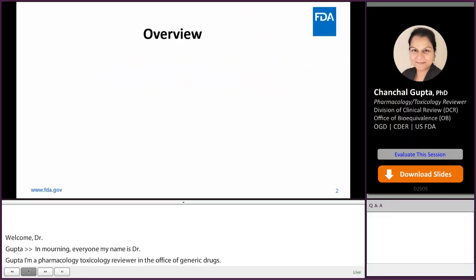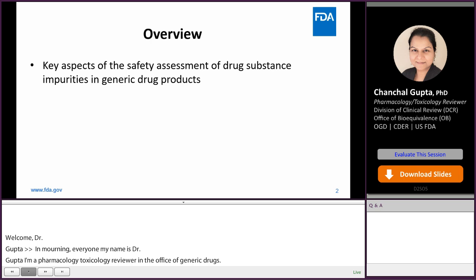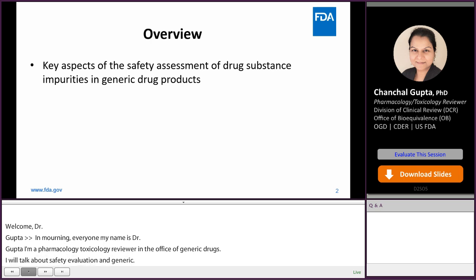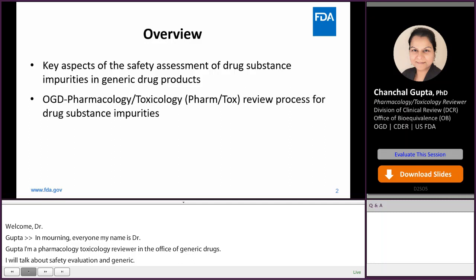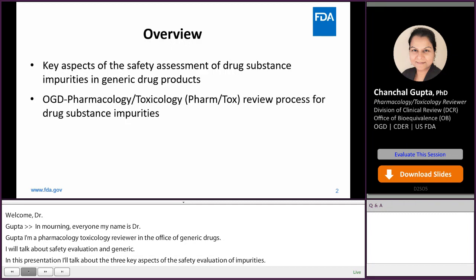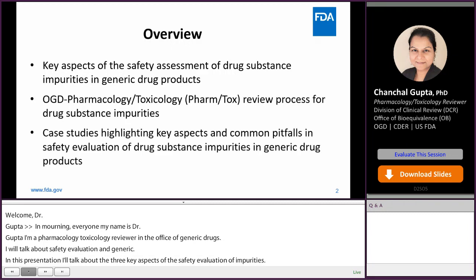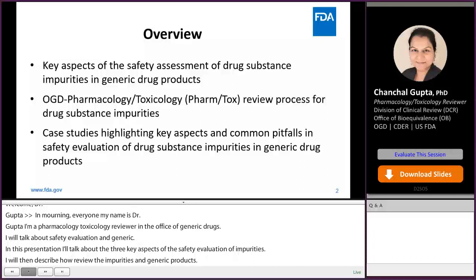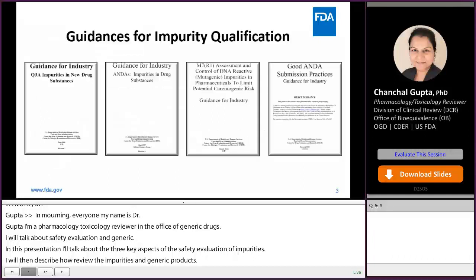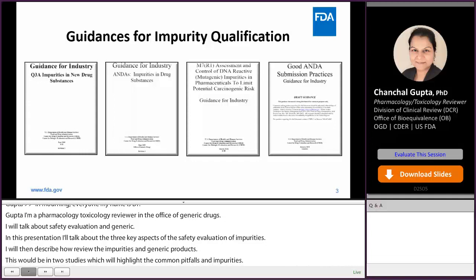In this presentation, I will talk about the key aspects involved in the safety evaluation of drug substance impurities. I will then describe how OGD-Pharm reviews the safety of drug substance impurities in generic products. This will be followed by some case studies which will highlight the key points and the common deficiencies occurring in the safety justifications of drug substance impurities. Before I go into details, I want to bring your attention to these 4 FDA guidances, which are the 4 pillars for the safety evaluation of impurities in drug substances.